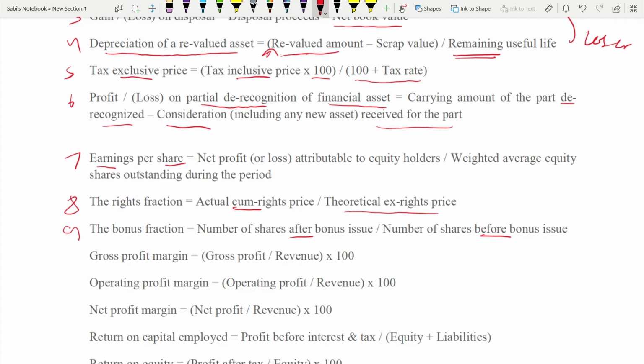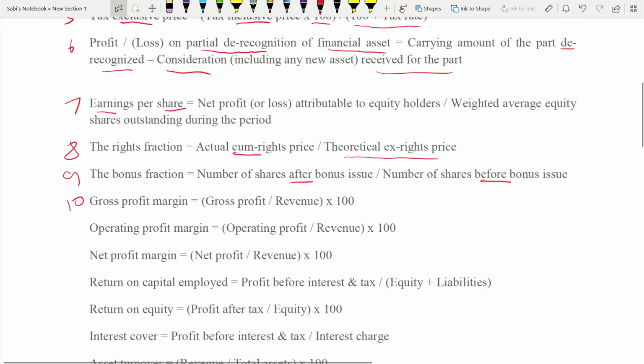10. Gross profit margin, operating profit margin, net profit margin. These are simple, right? It is simply the profit divided by revenue only, whatever the profit is: gross profit, operating profit, net profit. So let us go to the return on capital employed.